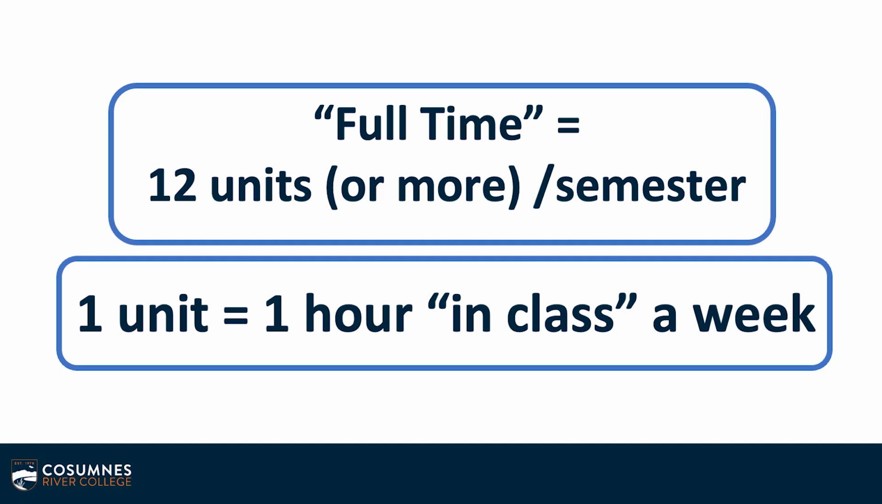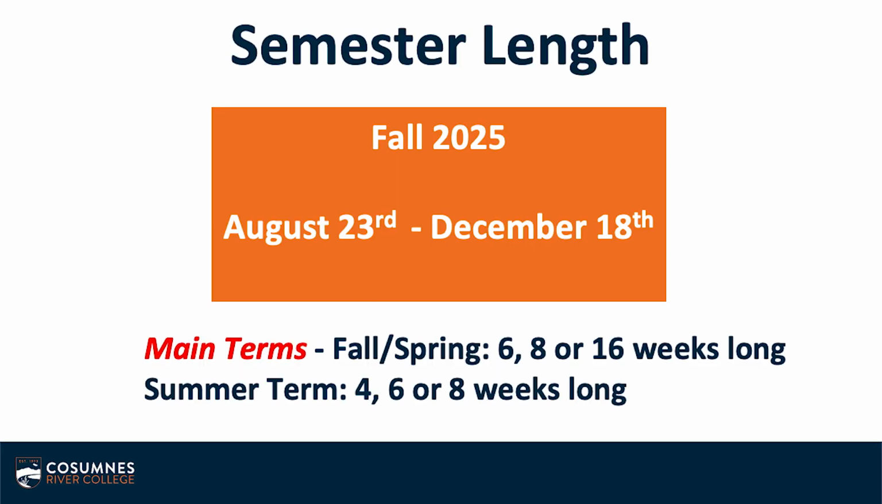This is still the expectation you will dedicate to reviewing course material and readings for your course, even if it is 100% online. The academic semester for main terms, which include fall and spring at CRC, is 16 weeks long. Please note that while most classes are 16 weeks long, some courses may be 6 or 8 weeks long. For summer term, courses can be 4, 6, or 8 weeks long.